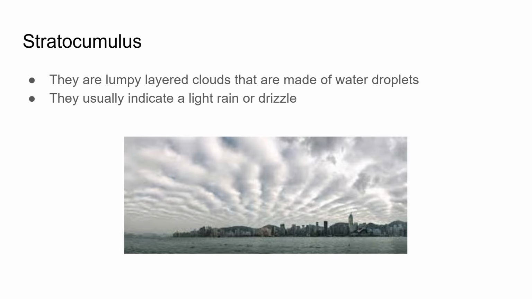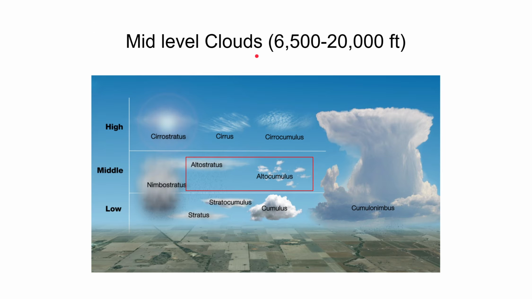Stratocumulus clouds. These clouds are lumpy, layered clouds that are made out of water droplets. These clouds also indicate light rain or drizzle. And if we remember from the beginning, strato means sheet, and cumulus means heap or pile. And if you look at these clouds, it's a sheet with kind of piles. You see the little bumps in it. So that's a way to remember what this cloud is, remembering the Latin meanings. This is what I was talking about earlier.